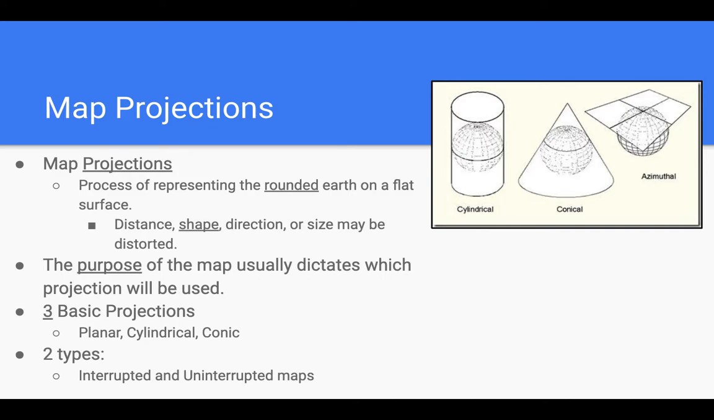There are three main types of projection: the planar, the cylindrical, and the conic. Planar is also sometimes called azimuthal. We're going to take a look at these in a second and see what they actually look like. The cylindrical map looks like this, then the conical and the azimuthal, or the planar. And then there are two different types of maps that you can create with these projections: an interrupted map or an uninterrupted map. We'll take a look at some of these in just a moment.